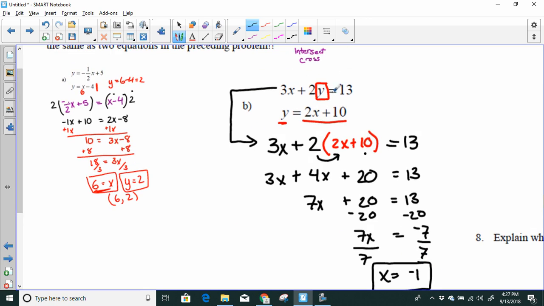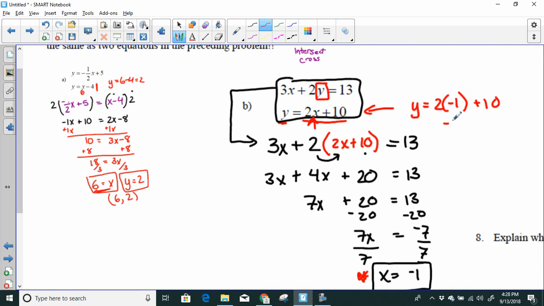But we're not done. We just found the x value where these two lines cross. We need to find the y value where they cross. And we'll go verify this with Desmos in just a second. So if x is negative 1, I can substitute negative 1 right in here for x. So I get y equals 2 times negative 1 plus 10. 2 times negative 1 is negative 2, plus 10 is 8. The y value where the two lines cross is 8. And again, if you're an overachiever, you'll write your answer as (negative 1, 8).